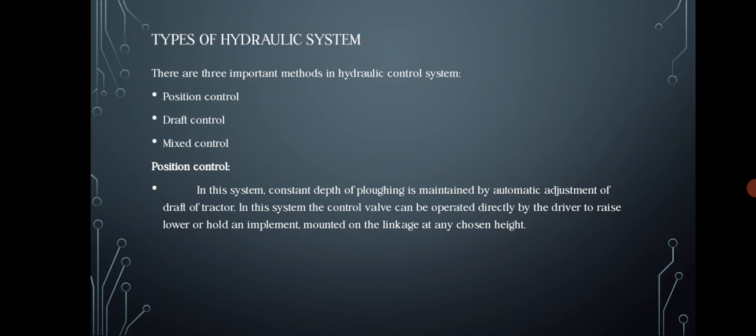Next, let's see about the types of hydraulic systems. There are three important types of hydraulic systems: position control, draft control and mixed control. Position control. In this system, constant depth of ploughing is maintained by automatic adjustment of draft of tractor. In this system, the control valve can be operated directly by the driver to raise, lower and hold an implement mounted on the linkage at any chosen height.